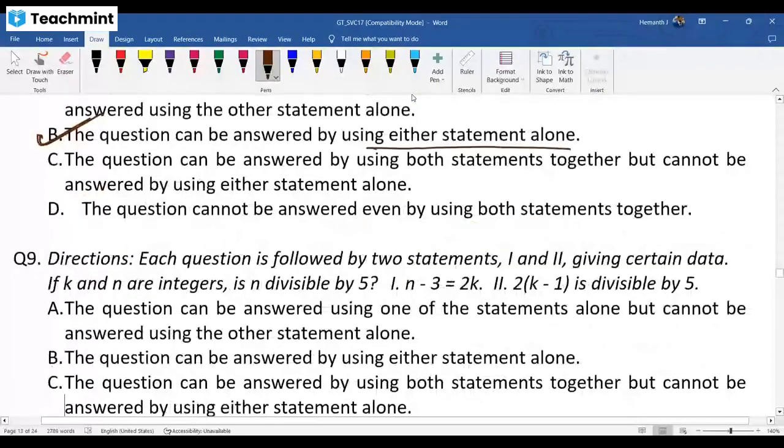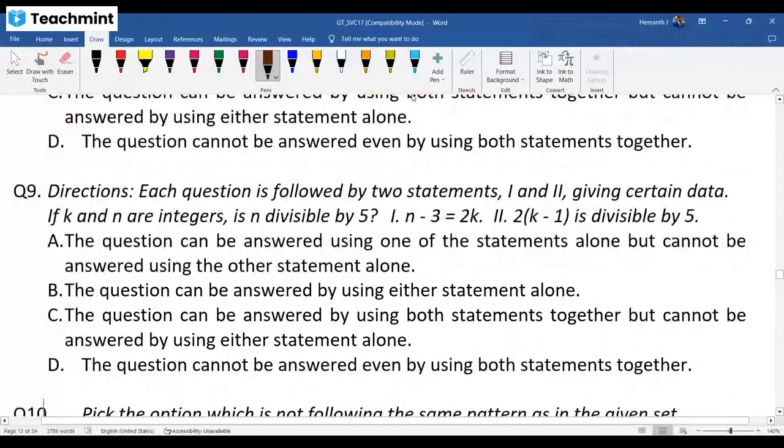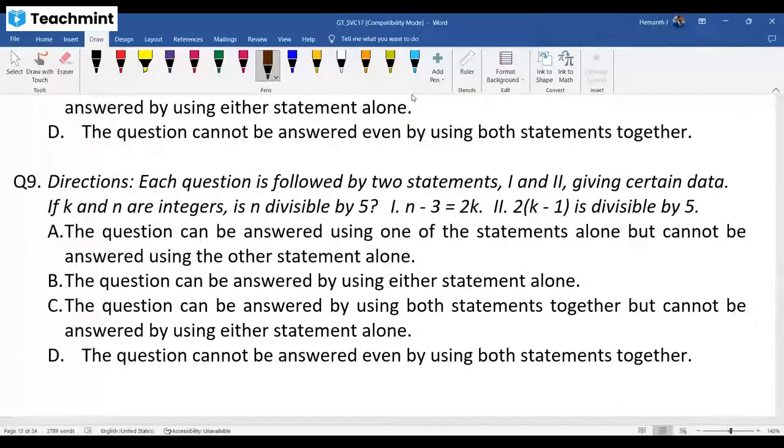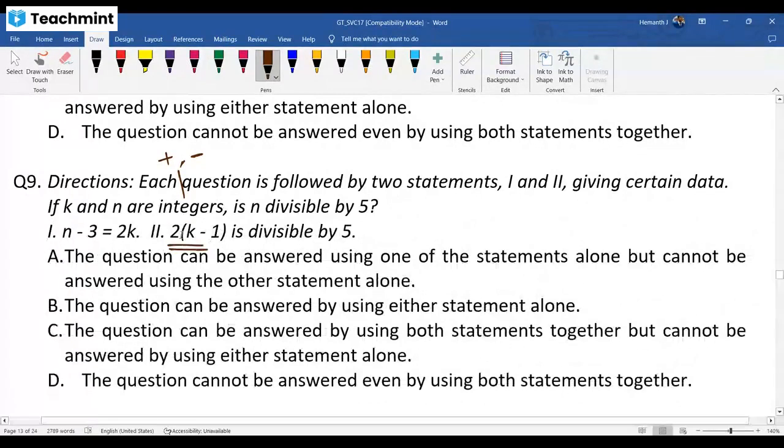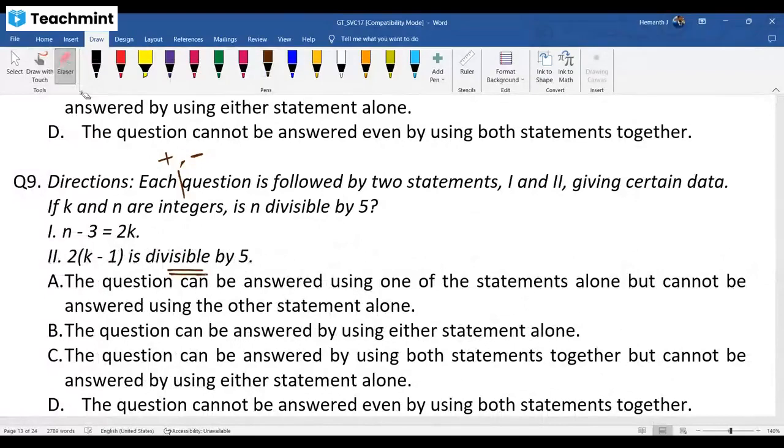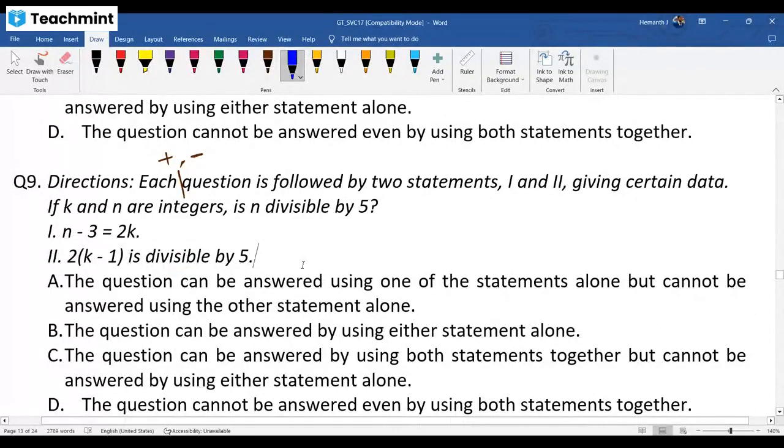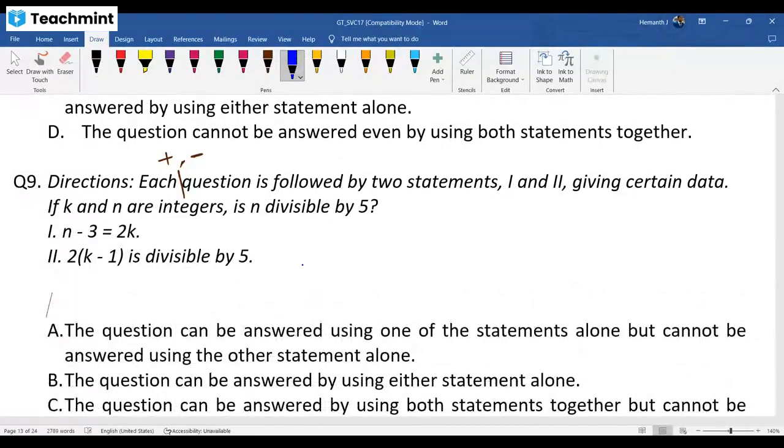Next, one more question to understand data sufficiency. K and N are integers. They didn't mention negative or positive. It can be a positive or a negative integer. Is n divisible by 5 or not? You have to decide that. Can you answer with statement 1 alone, or statement 2 alone? First, always try alone. If not possible, go for together. Always try alone. Then only try for together.